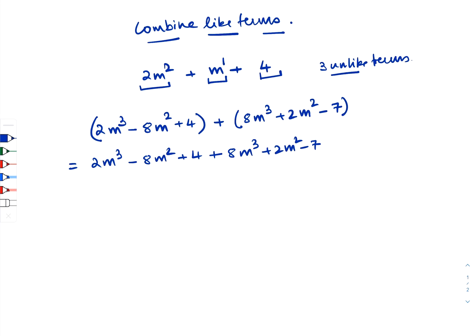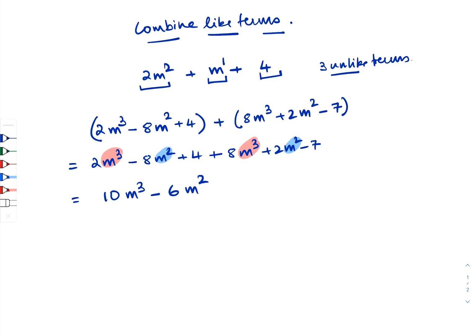All right, so now what we can see is that there's an m cubed term here and an m cubed here. So those are like terms. So you want to add the coefficients of those like terms. So 2 plus 8 gives you 10m cubed. And then you have the m squared and the m squared. Those are like terms as well. You have a negative 8 here and a positive 2. So that's going to give you a net of negative 6m squared.